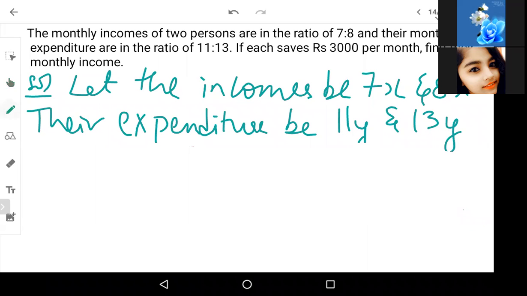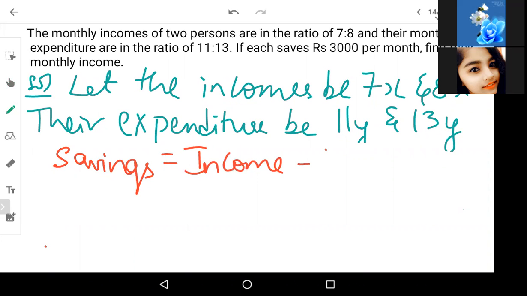Now we know the simple formula of savings. How do you define savings? Income minus expenditure. Whatever is your income, if you subtract whatever you have spent, whatever is remaining will be the savings. Now, keeping this equation, we are going to define two other equations, one for A, one for B, or one for first person, one for second person.